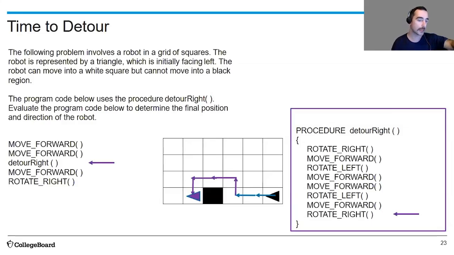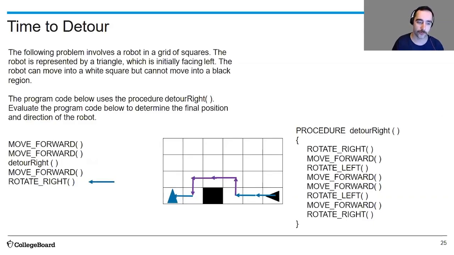So again, focus on the left, and we're going to continue on with the rest of the program code because we're going to go back from the procedure to the program code. We're going to move forward and we're going to rotate right. So notice that when we're working the code on the left, if we come across the procedure call, we leave, go to that procedure, go through that procedure, and then return and come back where we left off. So this is where the robot would end up if you follow the code on the left.